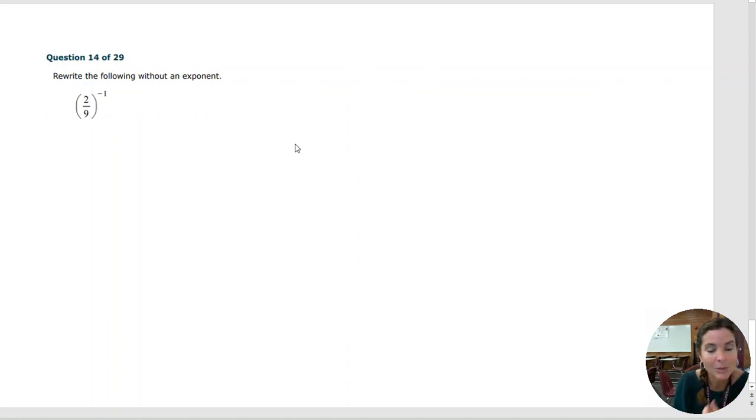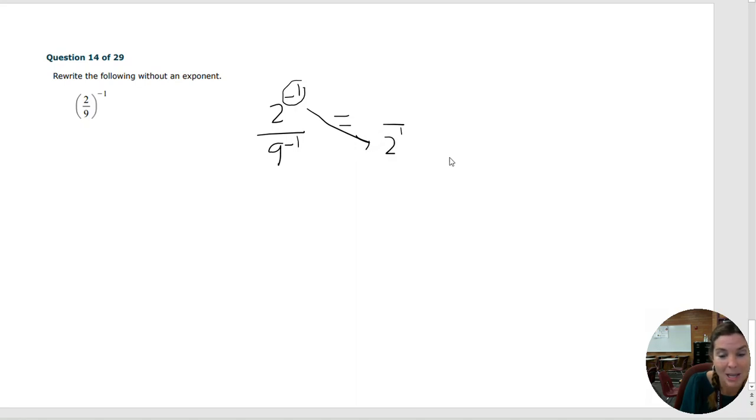Okay, and then the last one I want to show you, if you have 2/9 to the negative 1, you have to first write this as 2 to the negative 1 over 9 to the negative 1, and then to make this exponent right here positive, you have to write that base on the bottom, change this to a positive 1, okay? To make this exponent positive, you have to flip it over the line and make it 9 to the positive 1. So final answer would just be 9 over 2.